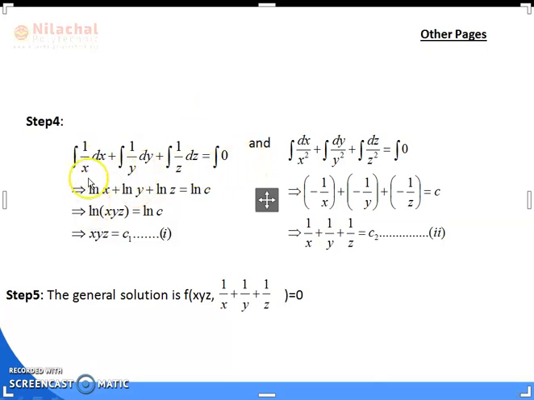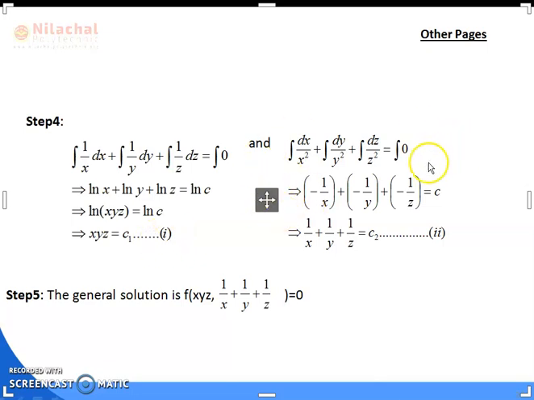So after integration, dx by x integration is ln x, dy by y integration is ln y, dz by z integration is ln z, equal to ln c. Because ln c is a constant, its derivative is 0. Okay, that's why I'm writing like this. So as we know the property of logarithm, log a plus log b plus log c can be written as log abc. So it is ln xyz equal to ln c, and that implies xyz equals, suppose this is another constant, it's symbolized as c1. So this is our equation 1.